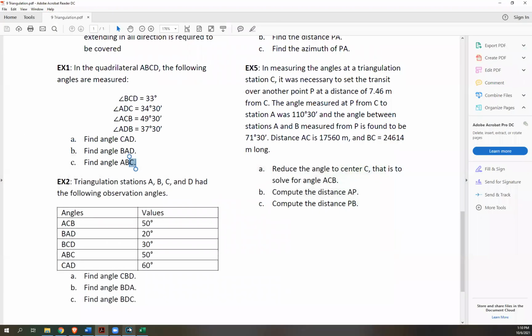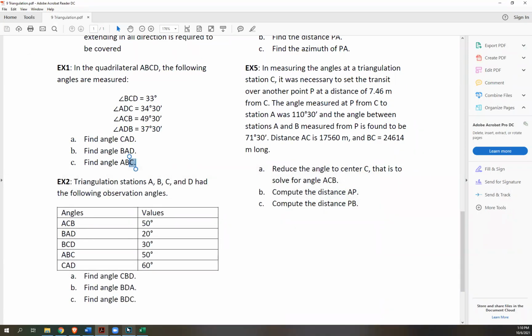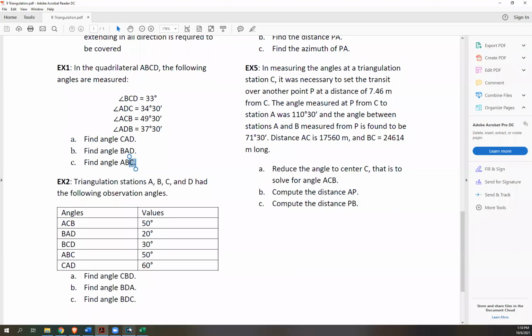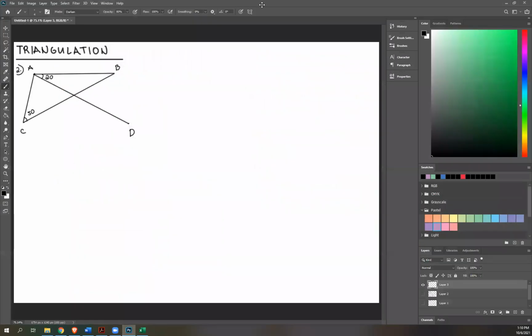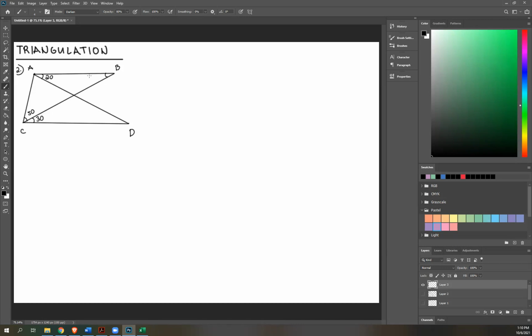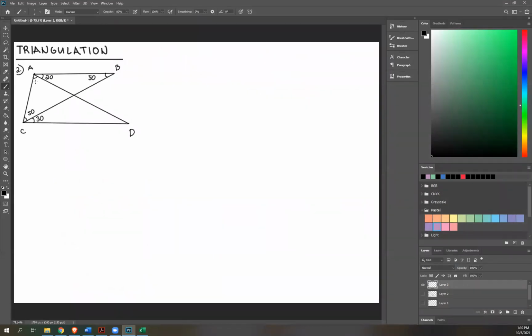Okay, let's see if this matches up. ACB is 50. BAB, 20. BCD, 30. ABC, 50. CAD, 60. And then let's close this. Okay? There seems to be no conflict, right? There's no overlapping angles given. These are all possible. So we can use this drawing.